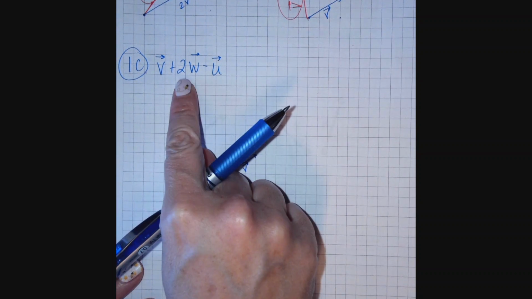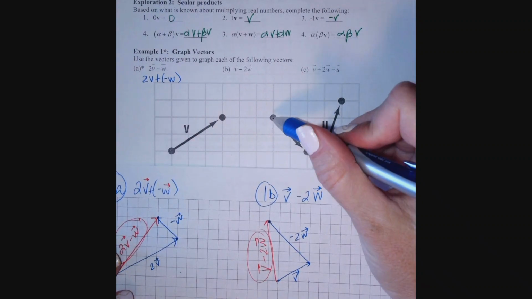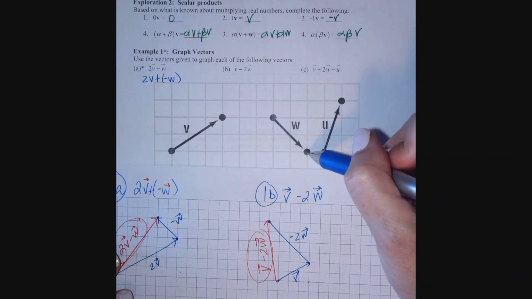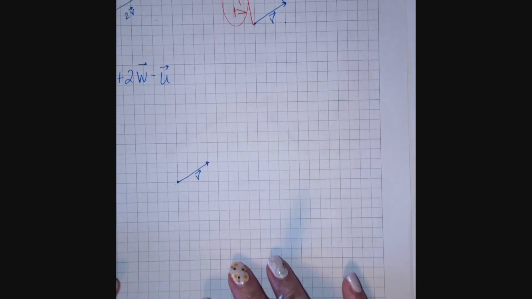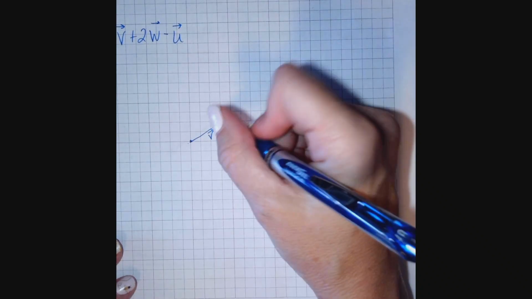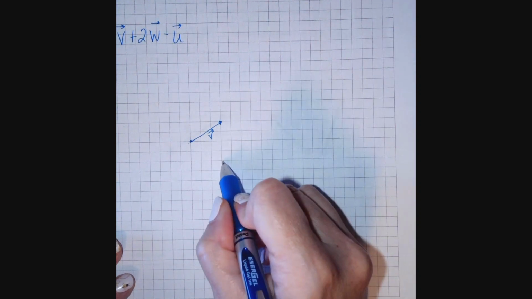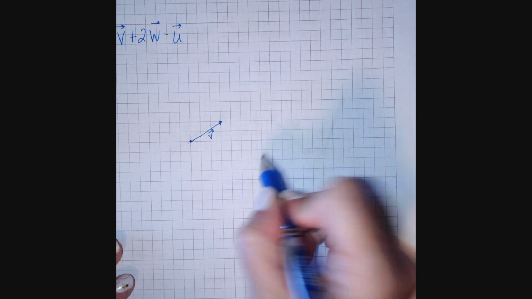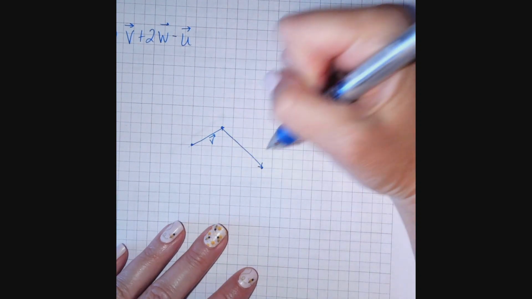Next I'm going to go a positive 2w. So w goes down 2, right 2. Twice that is down 4, right 4. So from my terminal spot, I go 1, 2, 3, 4 down and 1, 2, 3, 4 over. So that is where 2w will terminate.